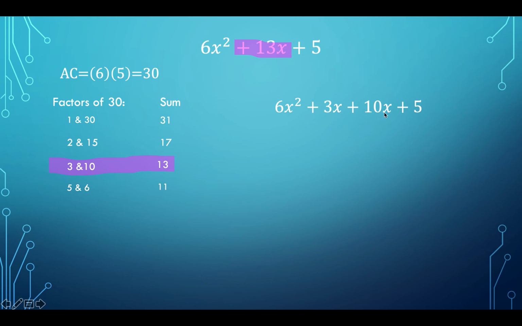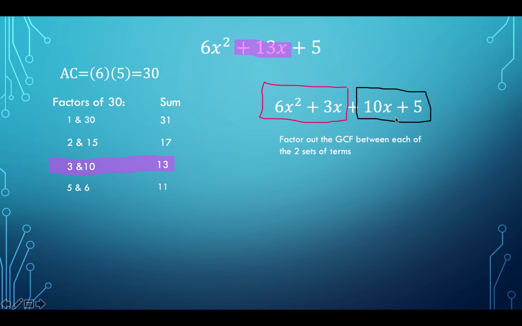So 3x plus 10x. Once we do that, we're going to break it up into two separate problems. So now we got to find the greatest common factor between this pink box and the greatest common factor between this black box. Take the GCF. The GCF between the first two is 3x. How do we get 6x squared? We got to multiply 3x by 2x. And then how do we get 3x back? 3x times 1. Factored this one out.